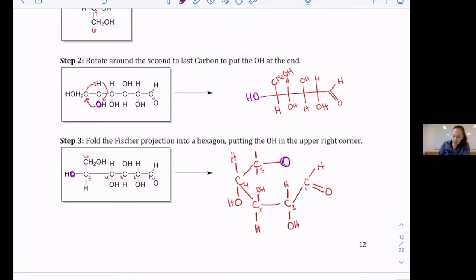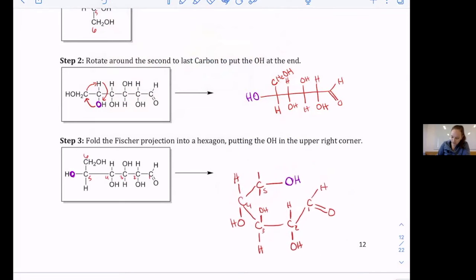We're going to put our oxygen that we had in our horizontal line at the end of our hexagon. We've got to move down. I drew this too big. So carbon number 5, we have the hydrogen going down, and then CH2OH, which was carbon 6 here.